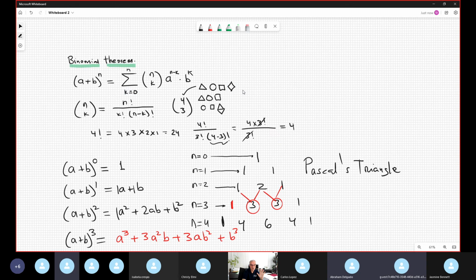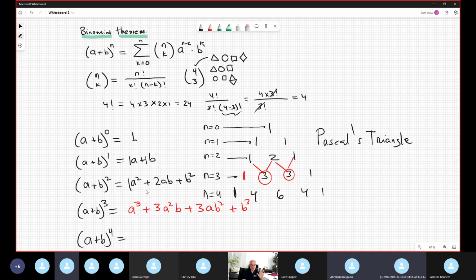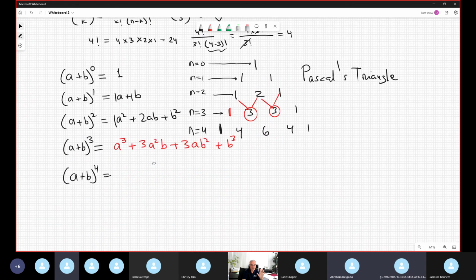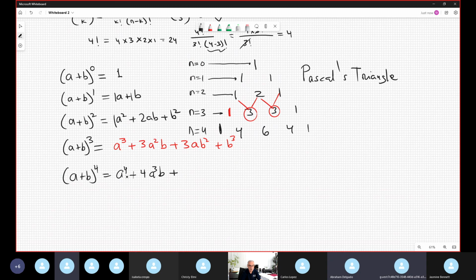So when you expand this, it's obvious. Second power gives me 3. Third power gives me 4. Fourth power gives me 5. And what is the 5th guy? The 5th guy is a to the 4 plus 4 times a cubed b plus 6 times, look at that, the numbers 1, 4, 6, a squared b squared, increasing the exponent for the b and decreasing the exponent for the a, plus 4 times a b cubed, plus b to the 4. End of story.